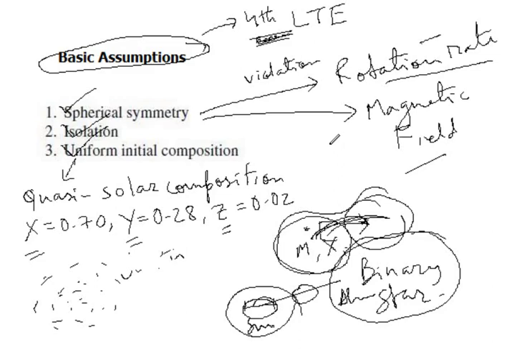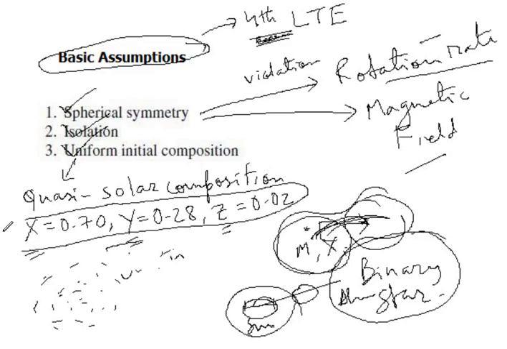Yes, composition will keep on changing. I am talking about a very initial composition. This is basically a quasi-solar composition. So this means that initially there was much more hydrogen. Later on, when hydrogen was converted, this is not the initial part. You see, this is just an approximation of a model.